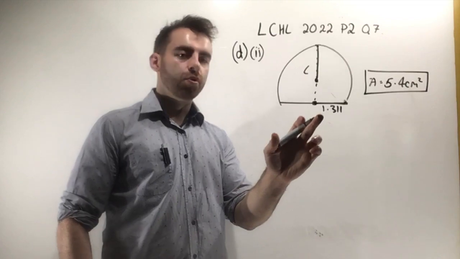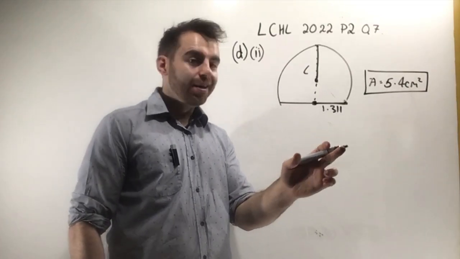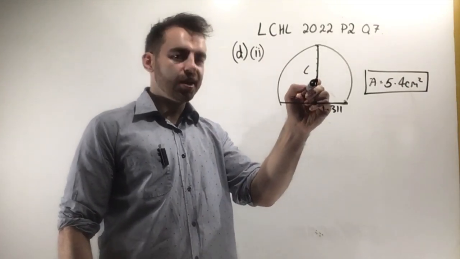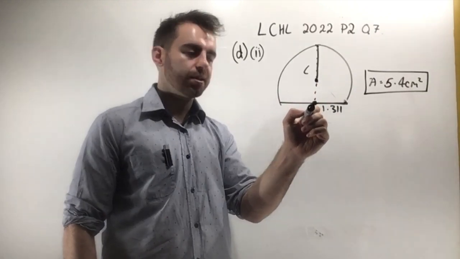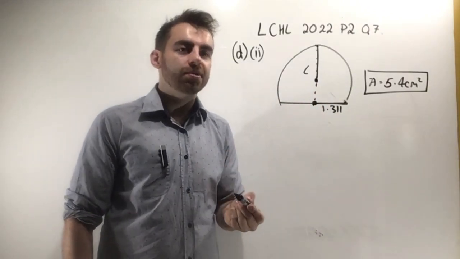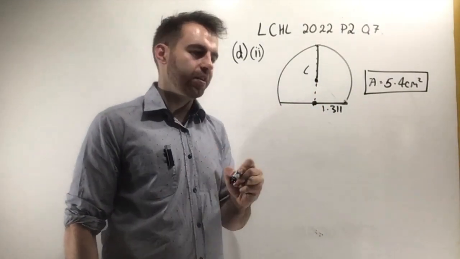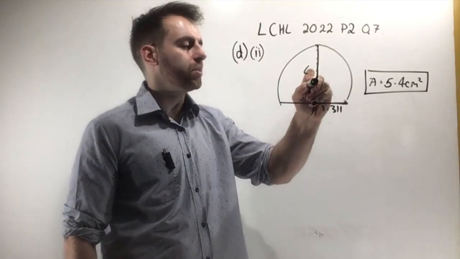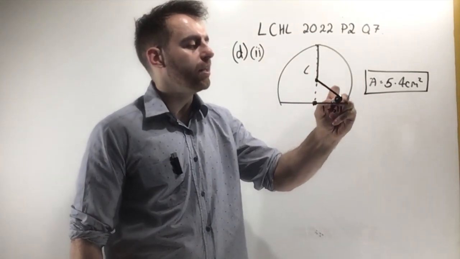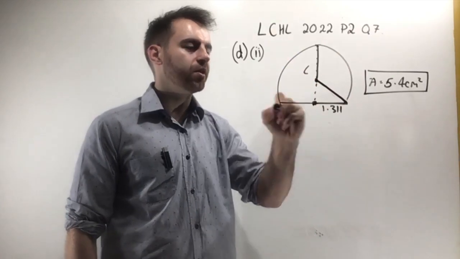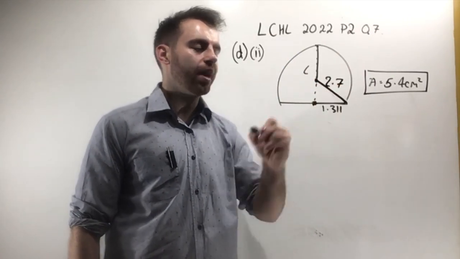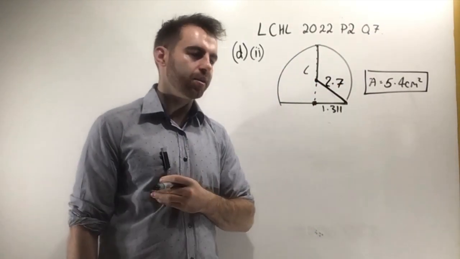Now that I know this is 1.311, I'm easily going to be able to get the distance from the center of the sphere down to the base. Remember, the only other piece of information we have is the radius of this shape. The radius goes from the center of the sphere to the edge of the sphere. The radius of the sphere is 2.7 centimeters. That was given in D part I.